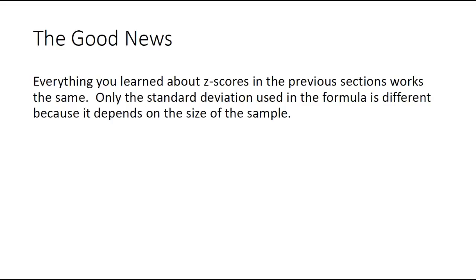So the good news here is that as long as you understand how to adjust the formula, everything you've learned about z-scores in the previous sections works the same. That means whether or not it's a left tail or right tail, whether or not you have to subtract from one, or even if you have to work backwards from a percentage to a z-score or from a z-score to a data mean in this case. Okay, so all that stuff still carries.